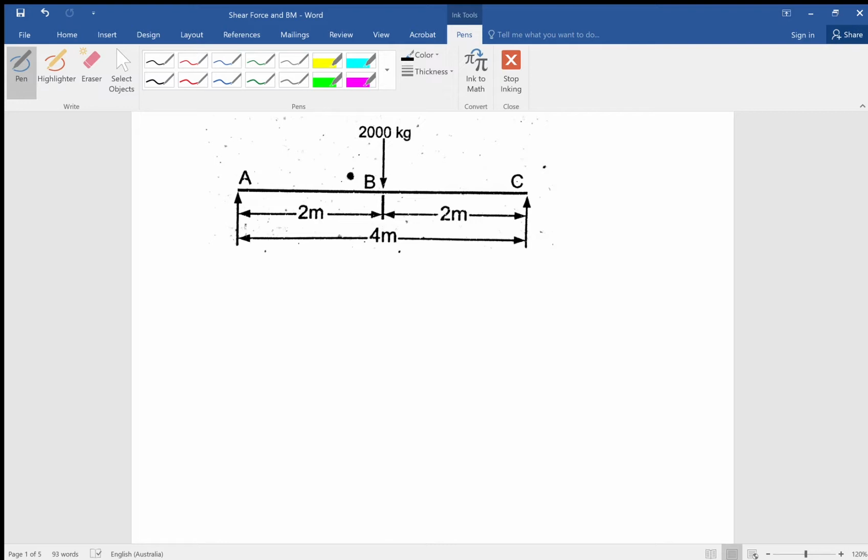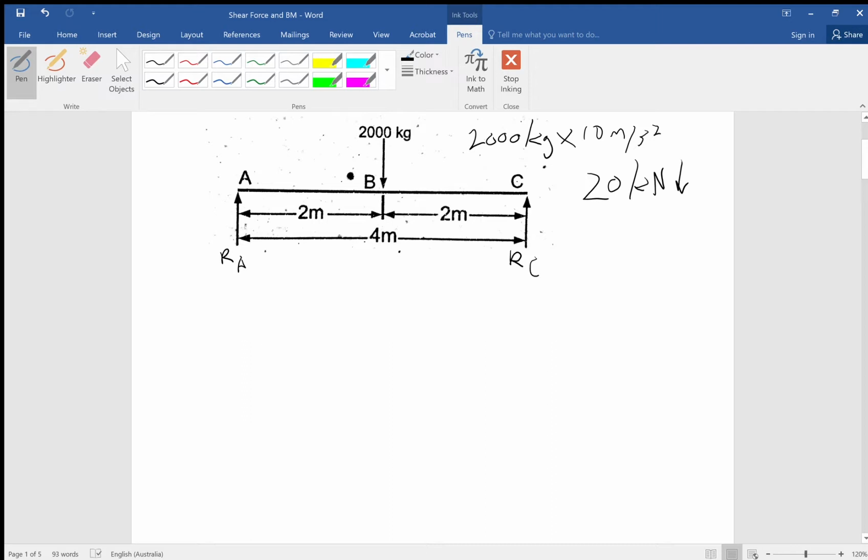So we already know that if we have a 2,000 kilogram mass, we have to multiply that by 10 to turn it into a force, 10 meters per second squared, which is acceleration due to gravity. So we know that we have a 20 kilonewton force that is acting down. We could calculate the reactions at A and the reaction at C, and we know how to do that.